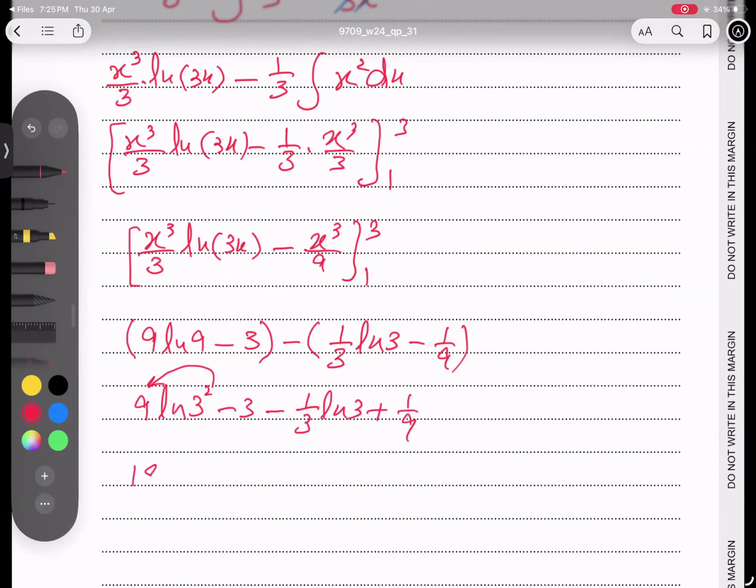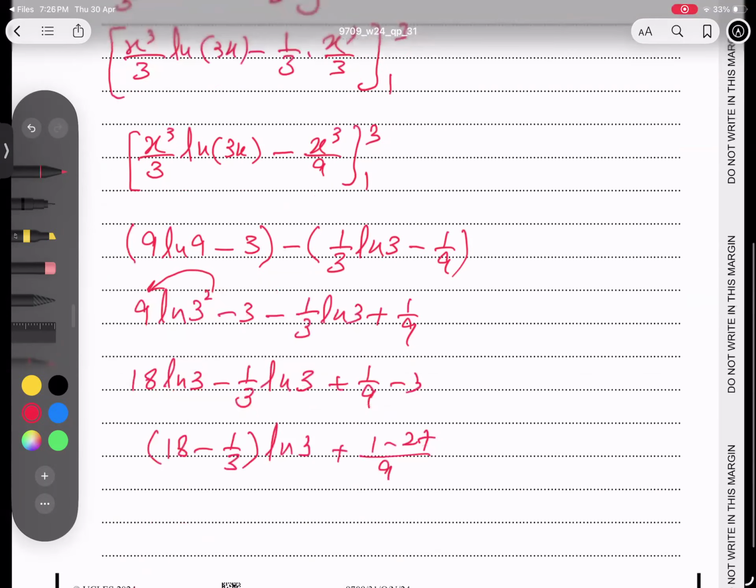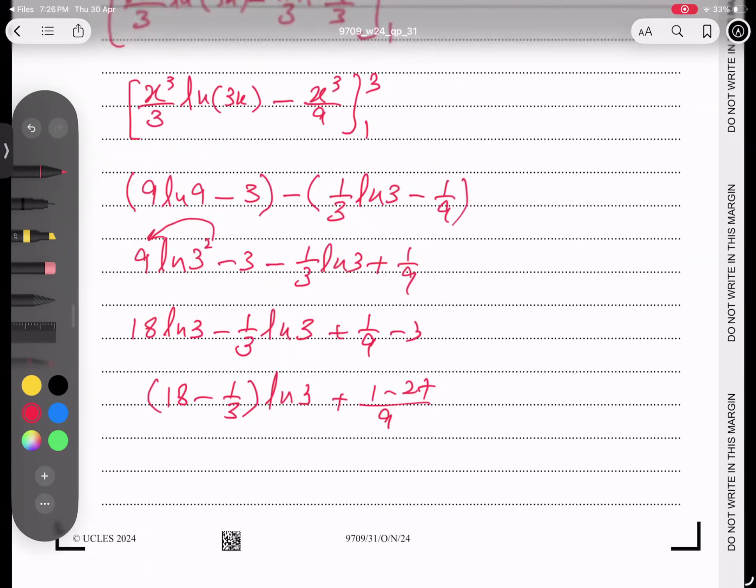So students, 2 times 9 is 18 log of 3. And this I bring close to it, negative plus 1 by 9 and negative 3. Now students, what I can do from here, log of 3 common, what is left inside is 18 minus 1 over 3. Though this step is not compulsory, here the LCM of 9 and 1 is 27. So 3 times 18 is 54, so 54 minus 1 is 53, 53 over 3 and logarithm of 3 and minus 26 over 9.